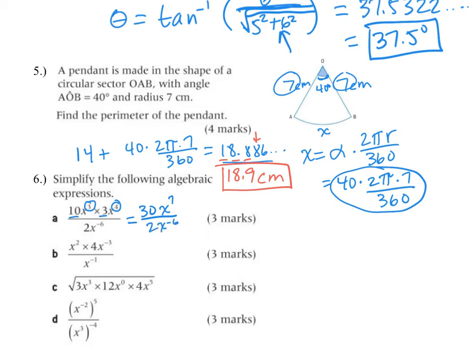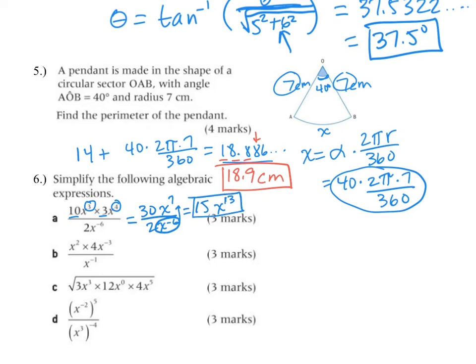Okay, then to simplify that, 30 divided by 2 is 15. And then this x to the negative 6th in the denominator would be the same thing as x to the positive 6th in the numerator. So x to the 7th times x to the 6th in the numerator would be x to the 7 plus 6. When you multiply powers of the same base, you add the exponents, and we would get 15x to the 13th.